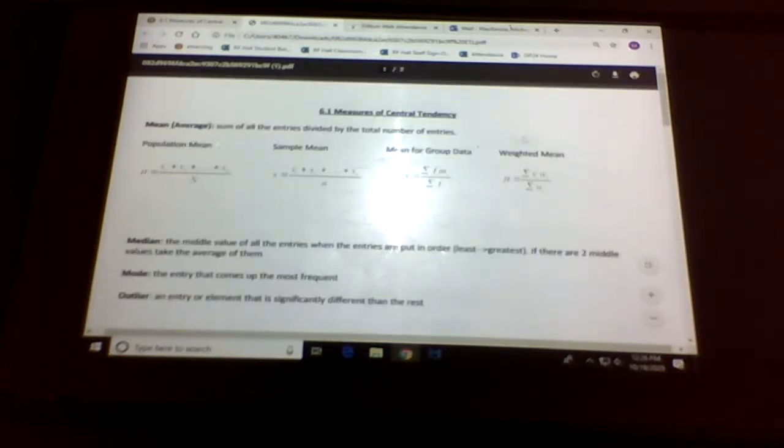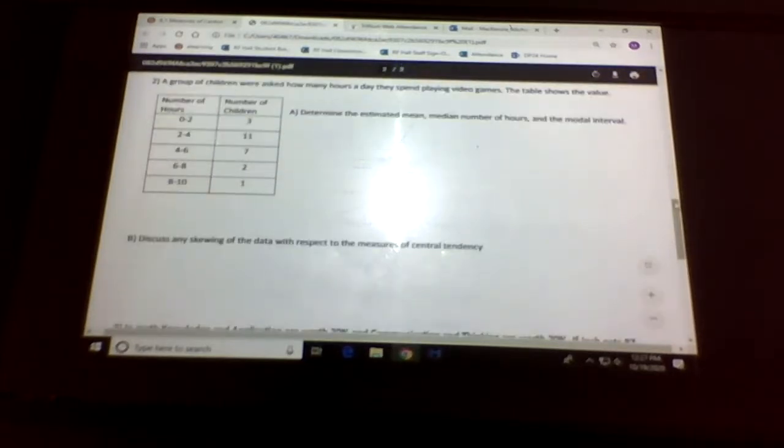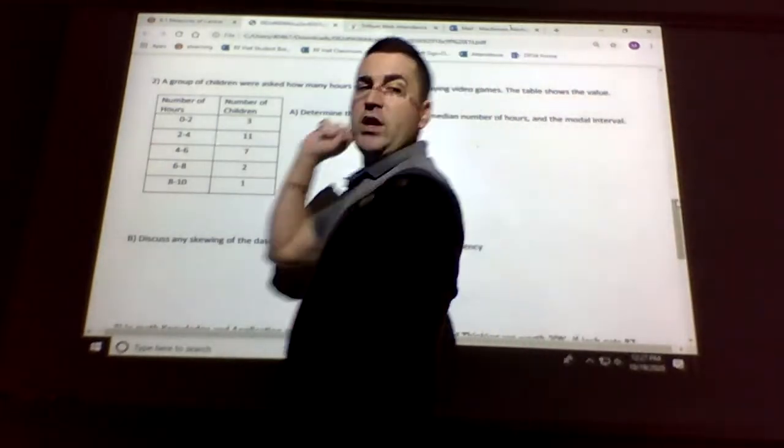Then weighted mean has to have a percentage, and we don't have any percentages here. That leaves us with this one, the mean for group data, the average for the group. The group in this case is the children they asked. And what we also have here is a frequency and a midpoint.